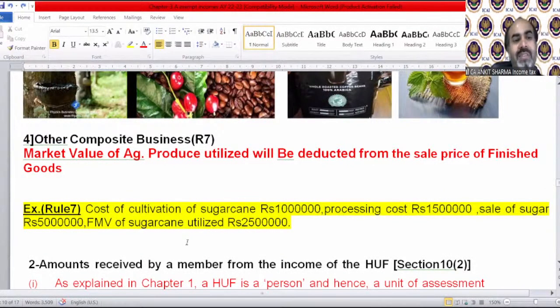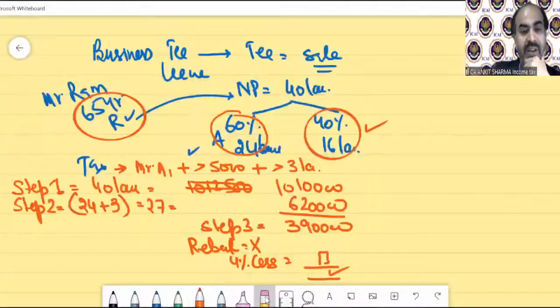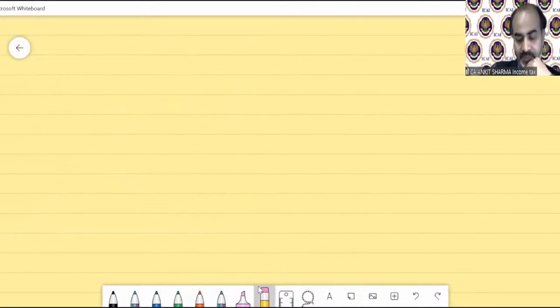First of all, let's discuss point number 4. So this topic of agriculture income will be finished. The concept says that if the question relates to any other business except tea, coffee, and rubber, then you have to solve the question like this. For other business, you have to solve a question assuming that they have 2 separate business.